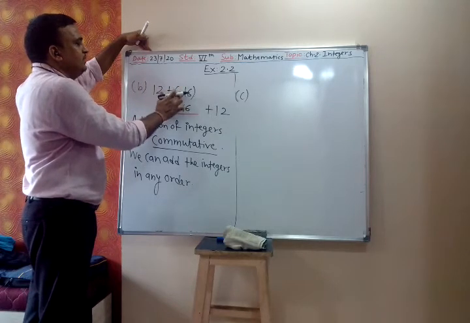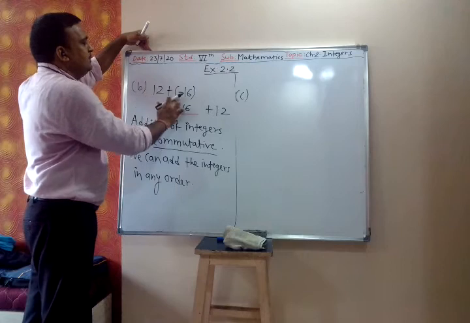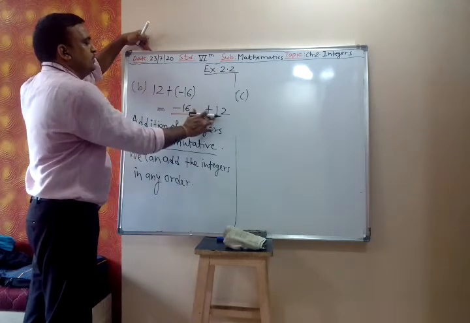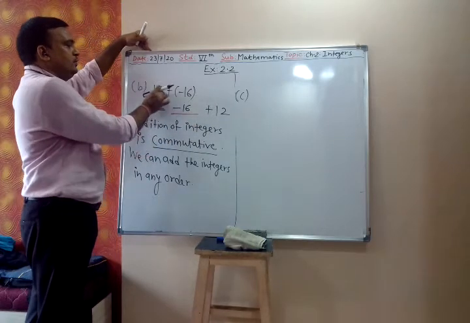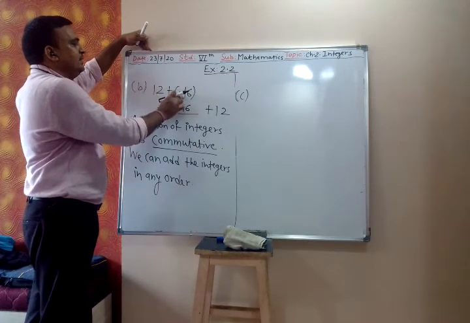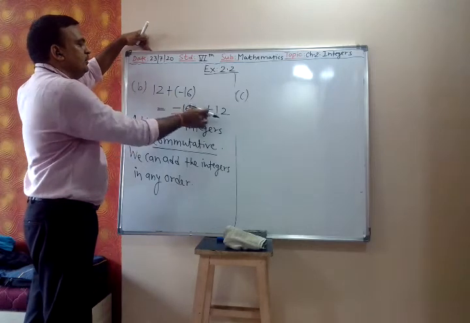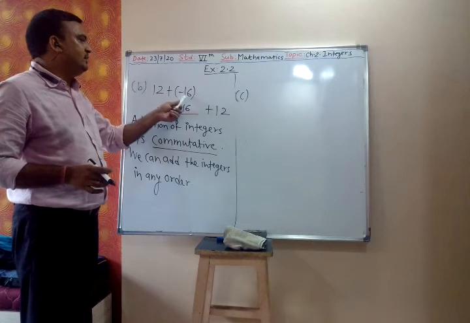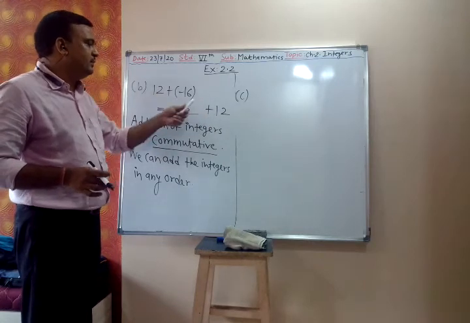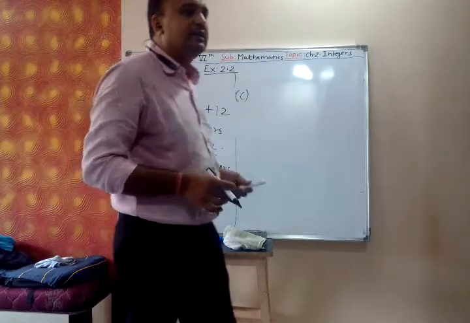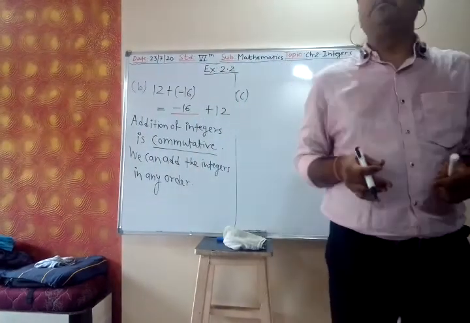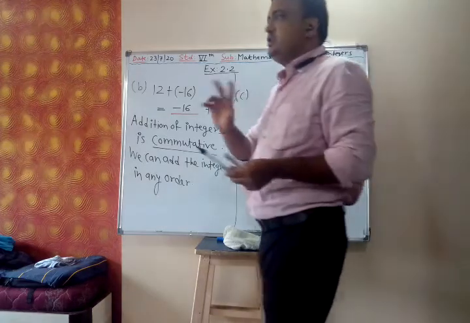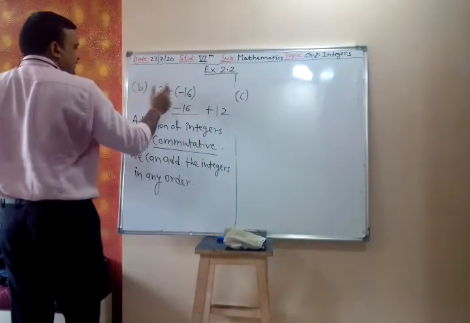And what is the sign of 16 minus 4? So this side the answer will be minus 4. And this side the answer will also be minus 4. Minus 16 plus 12 will also be minus 4. So whether you write 12 plus minus 16 or minus 16 plus 12, you will get the same answer. Whether you add the first integer to the second or the second to the first, you will get the same answer, because addition of integers is commutative. Commutative means you can interchange the roles. You can change the role of first with second.